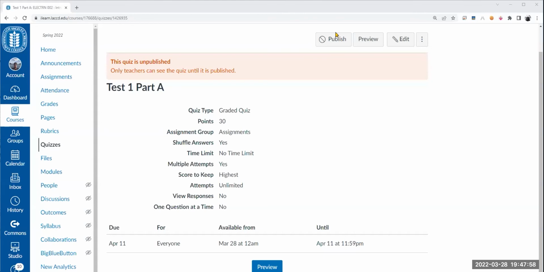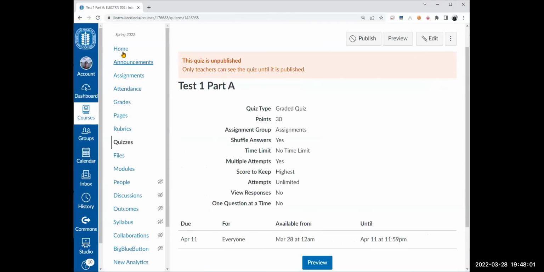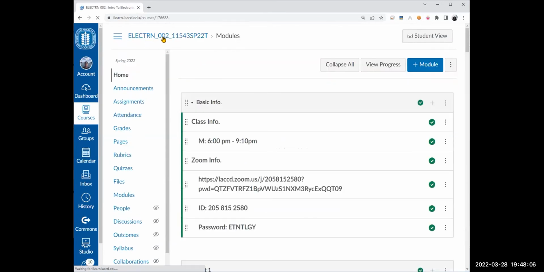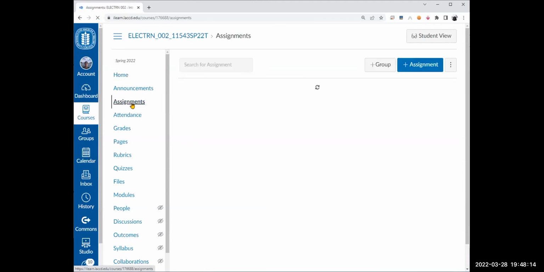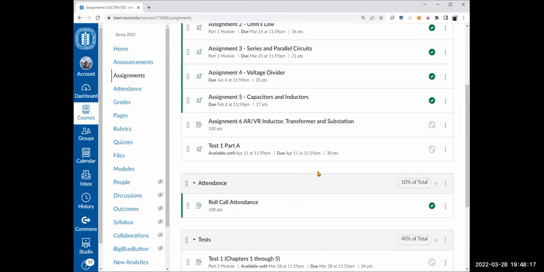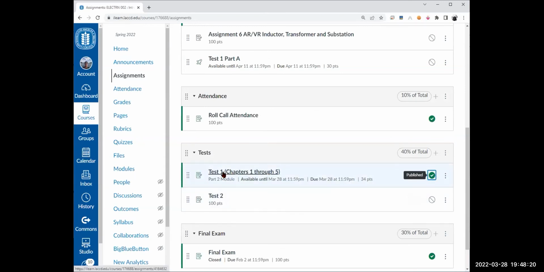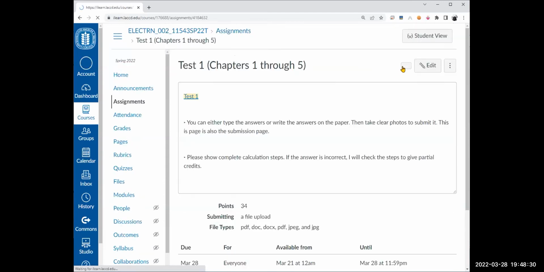So here, there. So I put the test 1 here. If everyone can, let's say we log in to our Canvas class, and that's the homepage, electronics 2, and here's the session number 11543, and then click on the assignments tab, and then scroll down. Let me publish that. There's one that's published. It's called test 1. Just click on that link, and now it's published.